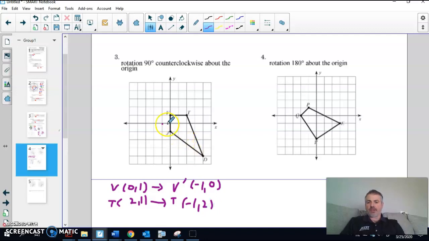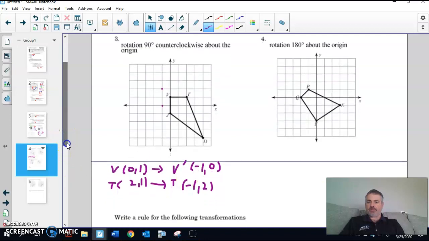So I'll graph that on there. Negative 1, 2 is right here. Make a dot. And let's see, I gotta do J prime. So J, the pre-image, that's happening at 0, negative 1. So then if I switch and change the Y, J prime becomes positive 1, 0. So positive 1, 0 is right there.